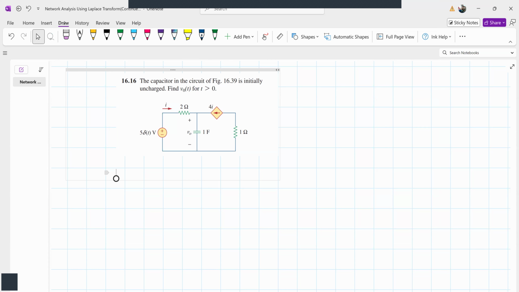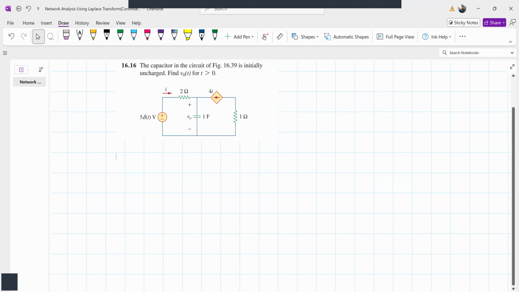Since the initial voltage stored in the capacitor is 0, the capacitor will be replaced simply by 1/(Cs), because there is no initial voltage stored. So let's first draw the equivalent Laplace transform model of this.